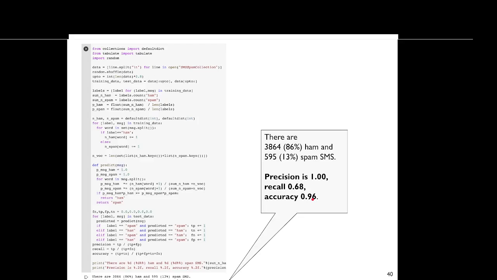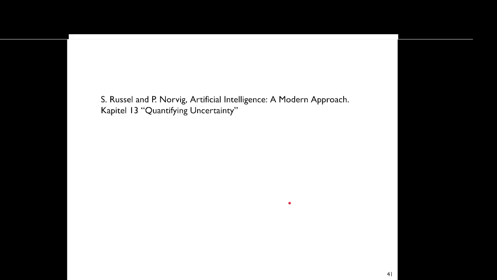So given that we're doing here something super simple, I would say that's actually not really too bad, and the overall amount of code is really, really short. And in fact, in early spam filtering, Bayes theorem was really used in spam filters. So, more details on quantifying uncertainty you can find in Chapter 13 of Artificial Intelligence: A Modern Approach.